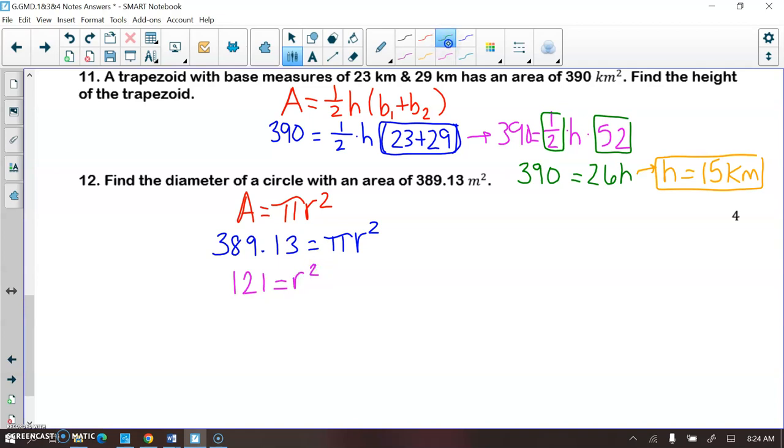So then what we're going to do is take the square root of both sides, and we get that r is about an 11. So if r is 11, the diameter then would be 2 times that 11, which is 22 meters. All right, that brings us to the end of this lesson.